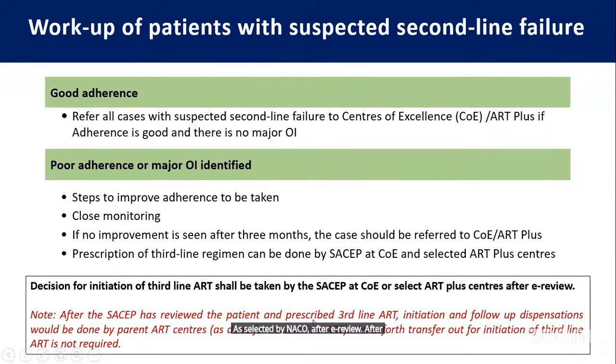After the SACEP has reviewed the patient and prescribed third line ART, initiation and follow-up dispensations would be done by the parent ART centers as done for second line. So patients don't need to be transferred out to the COE or to the ART Plus centers. Henceforth, transfer out for initiation of third line ART is not required. Third line would be started at the primary ART center only after getting the prescription from the SACEP at COE or select ART Plus centers.